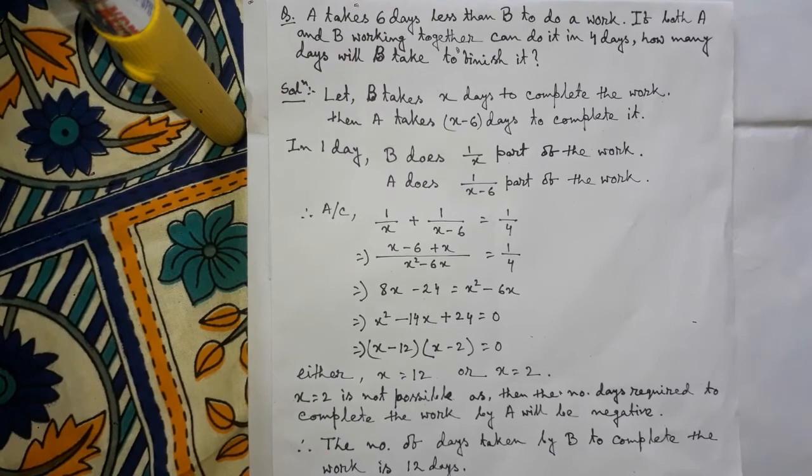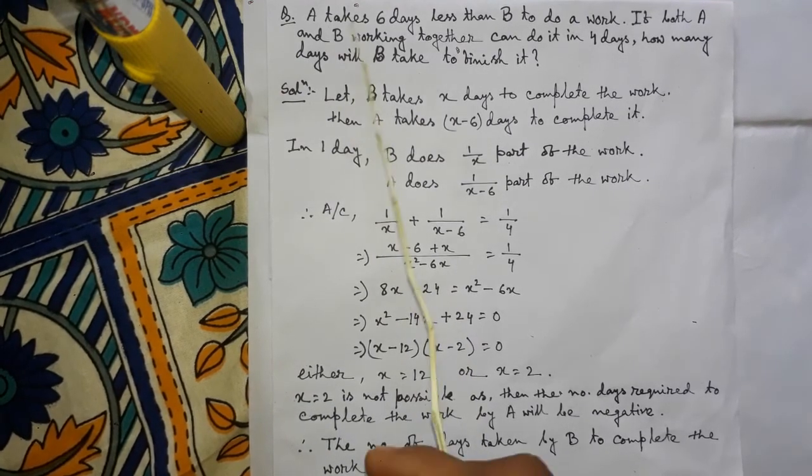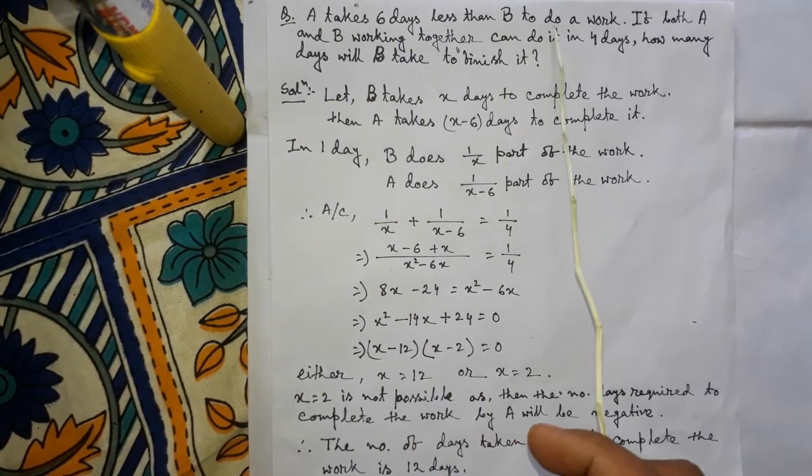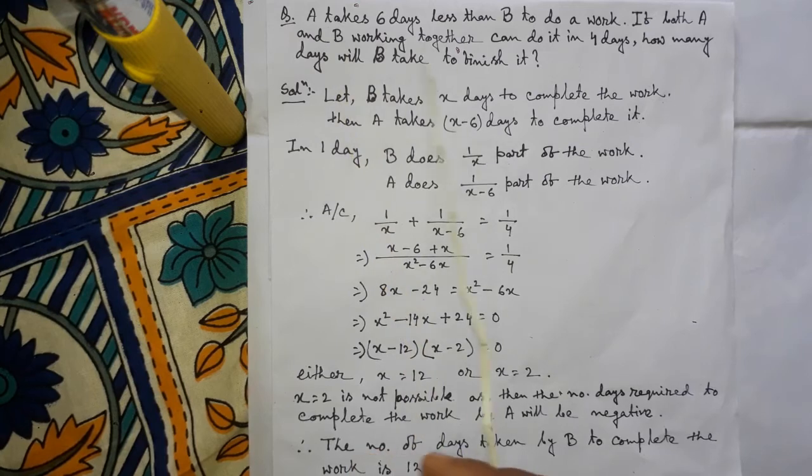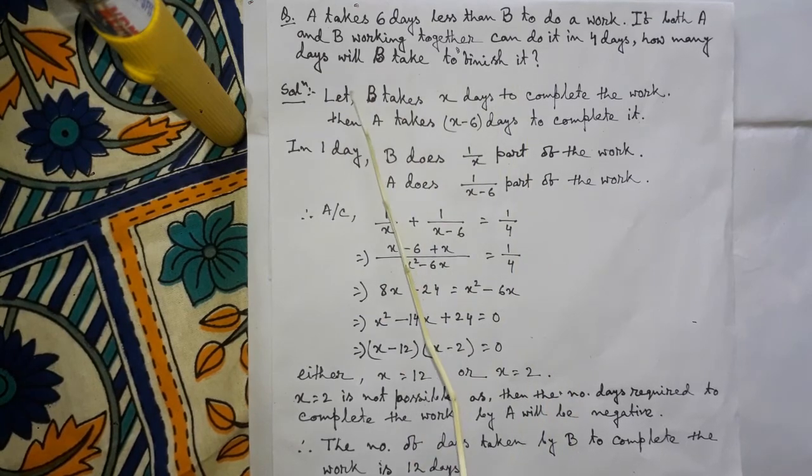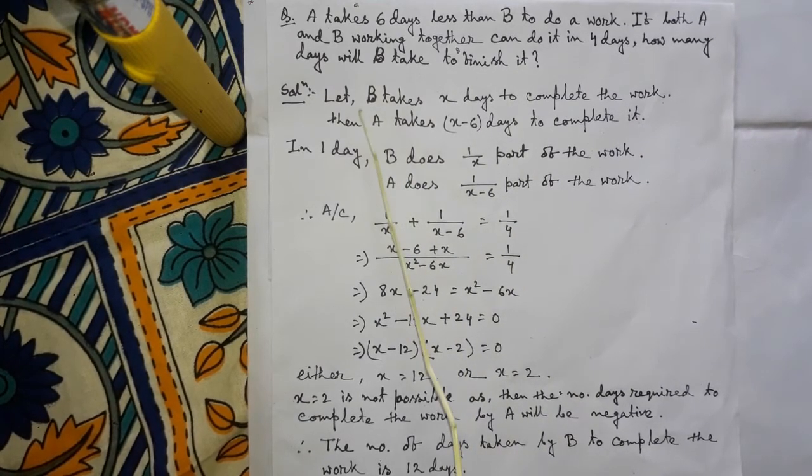Now we shall do some word problems. The first problem: A takes 6 days less than B to do a work. If both A and B working together can do it in 4 days, in how many days will B take to finish it? The question is, in how many days B can finish the work. So let B take x days to complete the work.